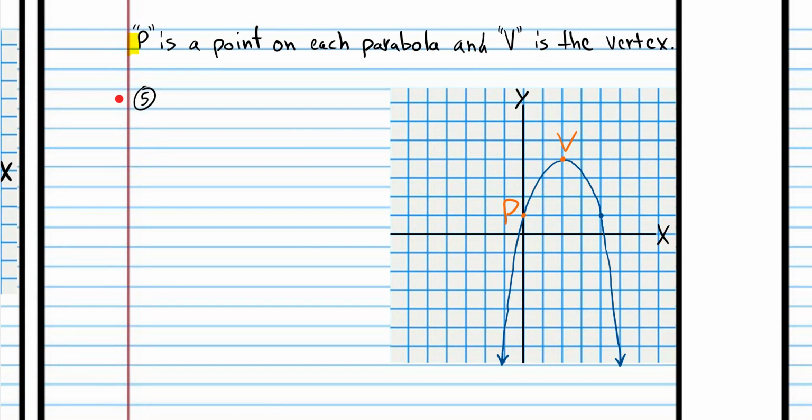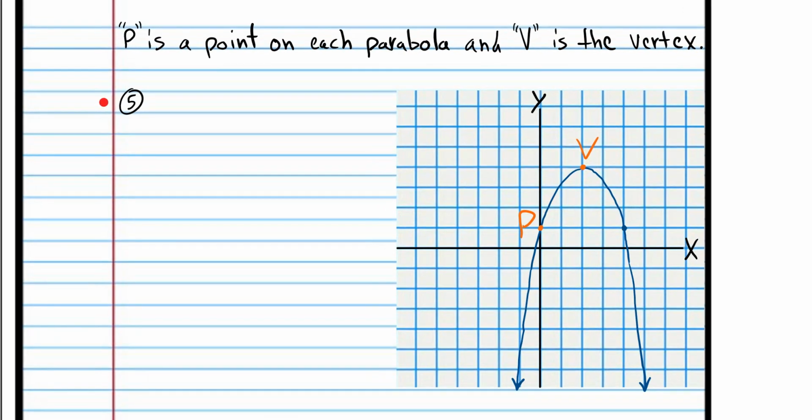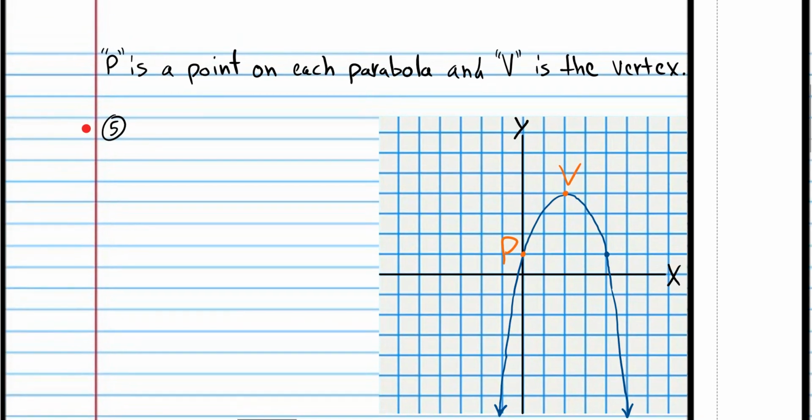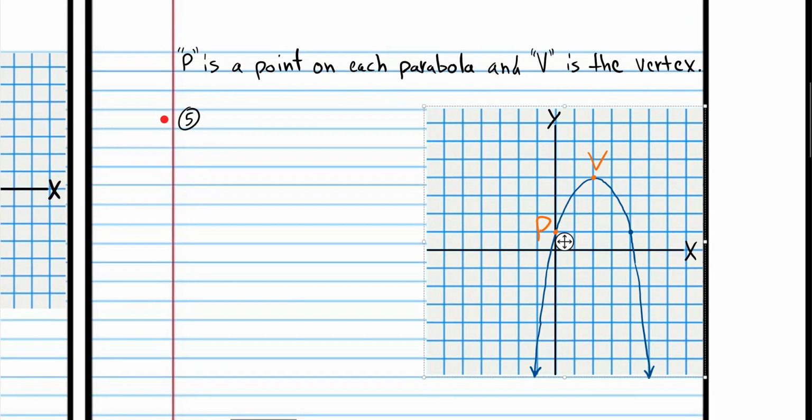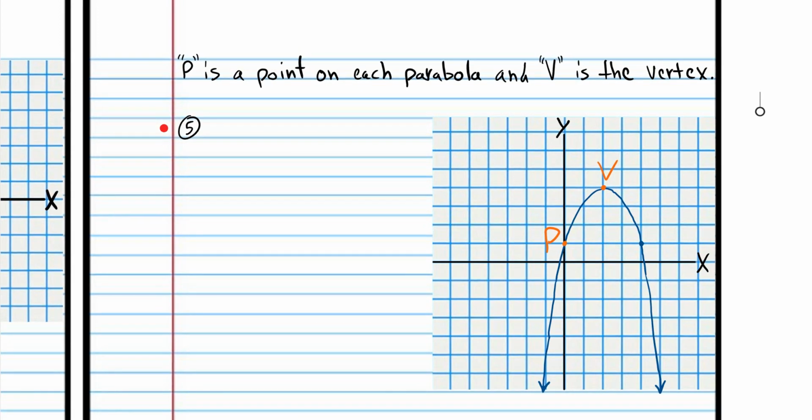It says up here, P is a point on the parabola and V is the vertex, just to avoid any possible confusion. But that's pretty obvious just looking at the graph that V is the vertex and P is a point on the graph. Now notice that this is a parabola opening down. So what that means is we're going to have y minus k is equal to some constant we don't know times x minus h squared. If the parabola is going down, then a is going to be negative. If it's going up, then a is going to be positive.